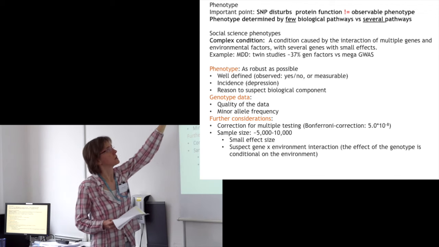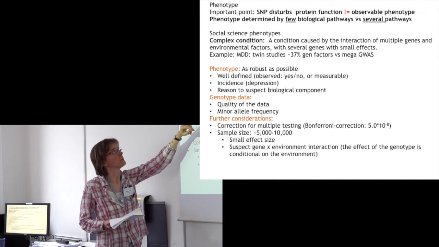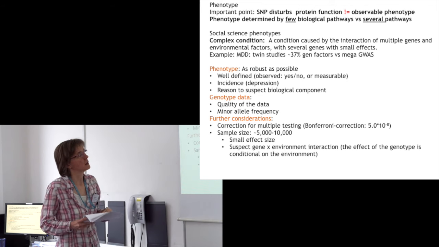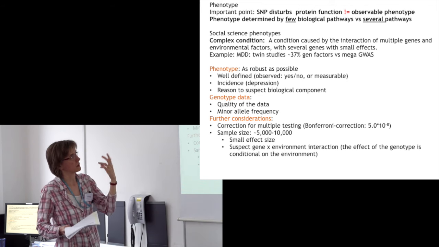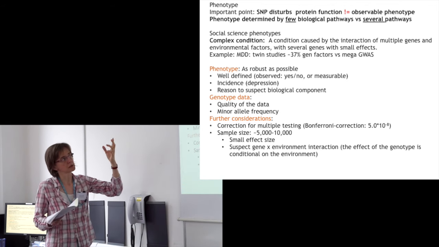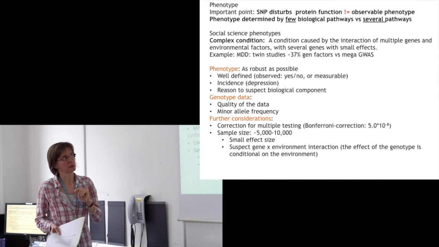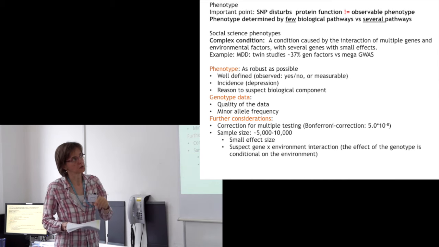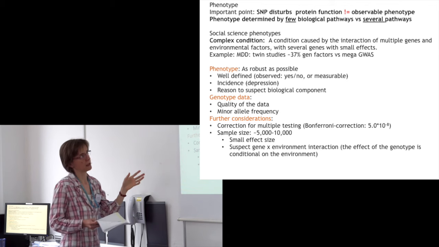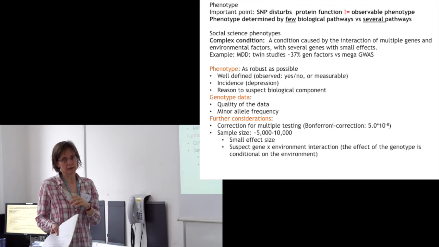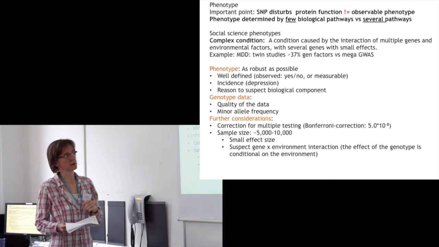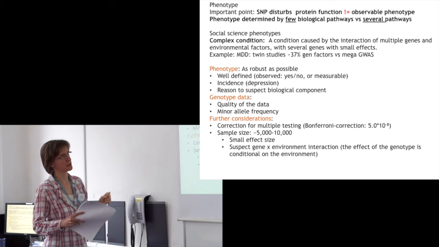Here is an example. Major depression has quite a huge consortium investigating it, and twin studies indicated that 37% of its phenotypic variance can be explained by genetic factors. Now they conducted a huge mega GWAS for nearly 10,000 cases, and they didn't find a single genome-wide significant hit. So that's how it looks in practice.